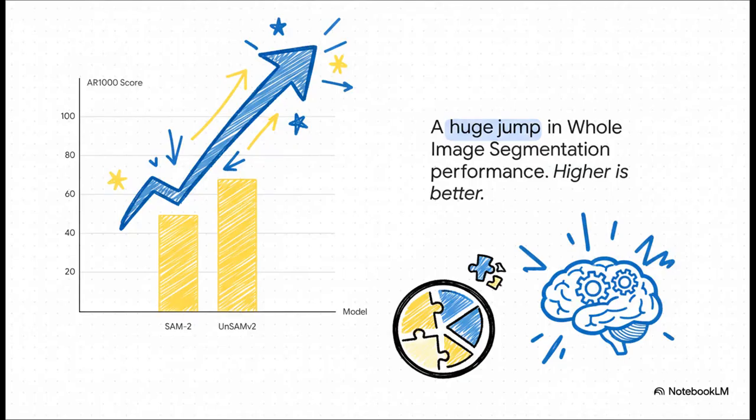Now for the numbers. This chart shows a key performance score. Basically, how good is the model at finding all the correct objects in a picture? Higher is better, simple as that. The old model, SAM2, scores a 49.6. UnSAMv2 jumps all the way to 68.3. That's not just a little improvement, that is a massive leap in performance. It shows a much deeper understanding of what's in the image.